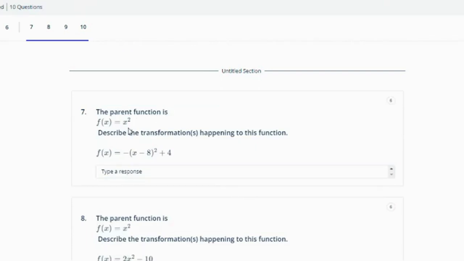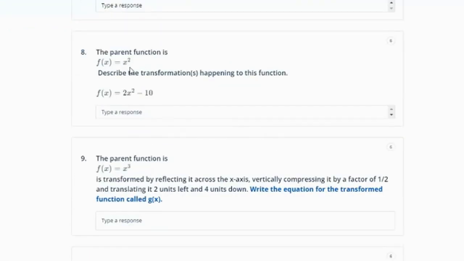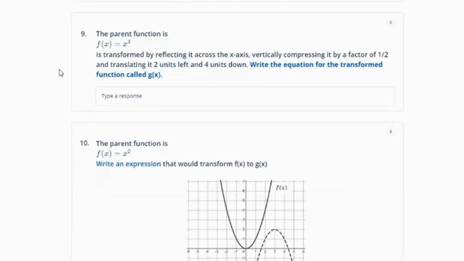It says the parent function is f of x equals x squared. Describe the transformations that are happening to this function. So it gives you a negative out front. It replaces x with x minus 8. And it has a plus 4 on the end. So you have to type a response on what transformations are happening to this function. Here's another one. If it's f of x equals x squared, what is this doing? 2x squared minus 10.